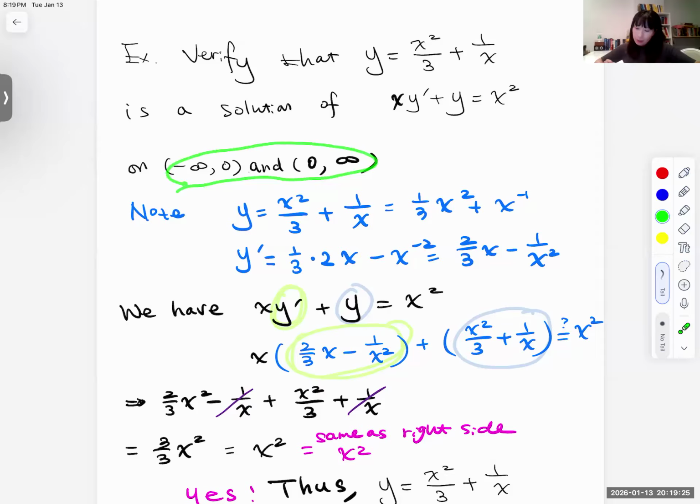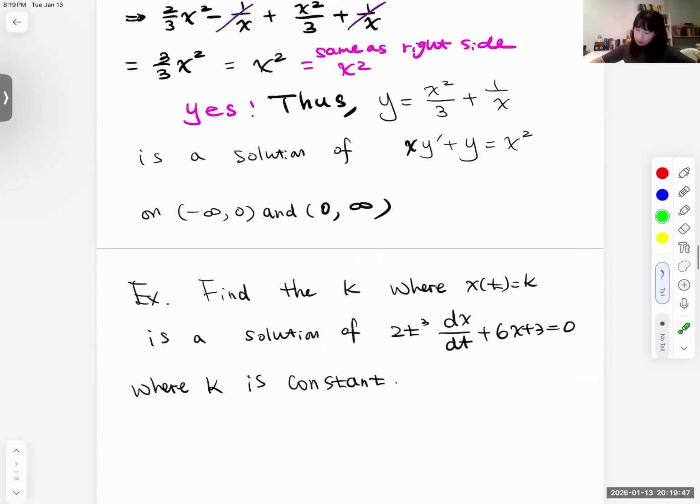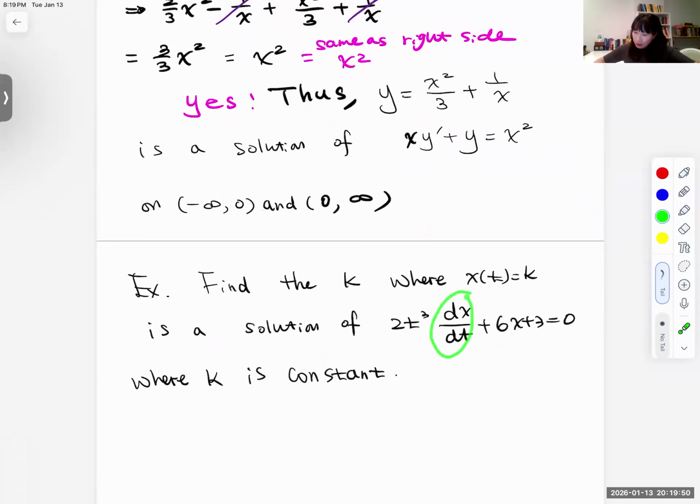So on this interval, why did they not include zero? Because we don't want zero in the denominator, so we don't include zero, but all other real numbers are in the open interval. Make sense to you? So same as here. dx over dt means x prime with respect to t. Then we have x.